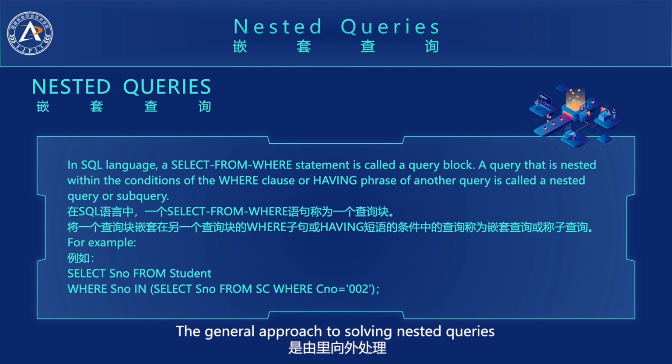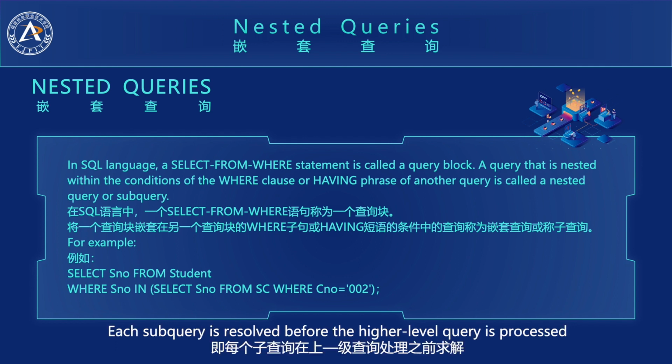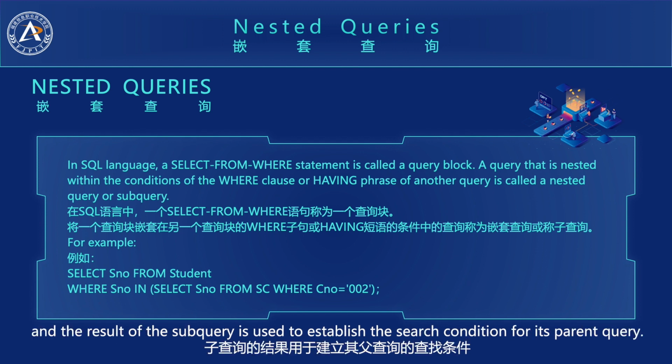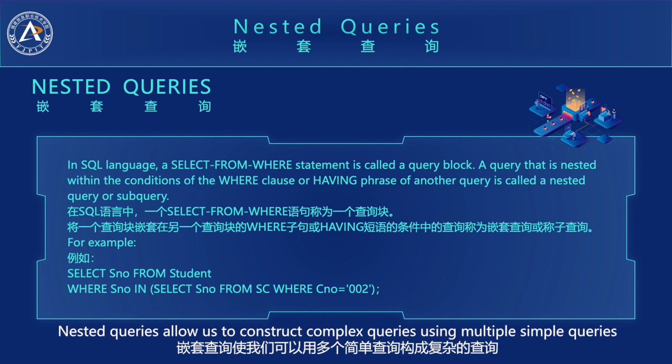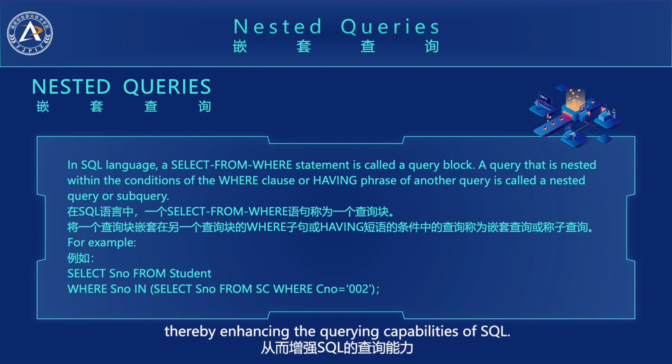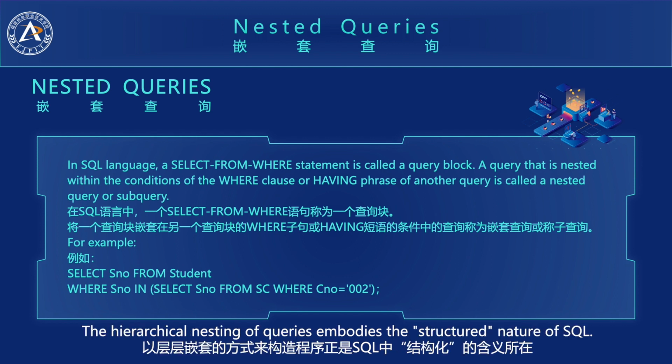The general approach to solving nested queries is to process them from the innermost query to the outermost query. Each subquery is resolved before the higher-level query is processed, and the result of the subquery is used to establish the search condition for its parent query. Nested queries allow us to construct complex queries using multiple simple queries, thereby enhancing the querying capabilities of SQL. The hierarchical nesting of queries embodies the structured nature of SQL.